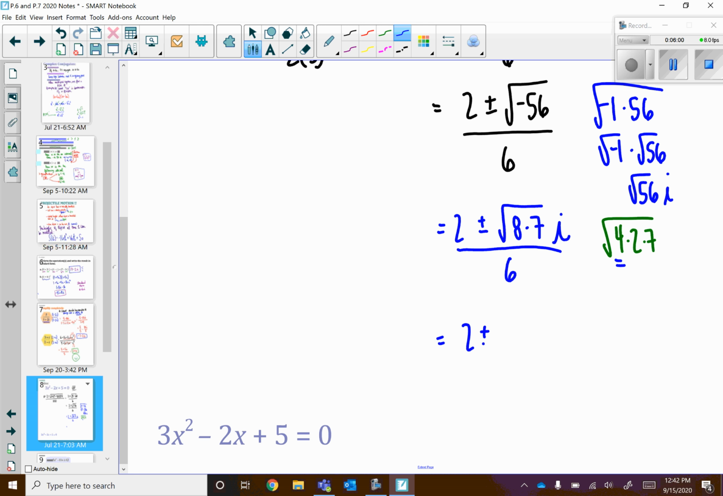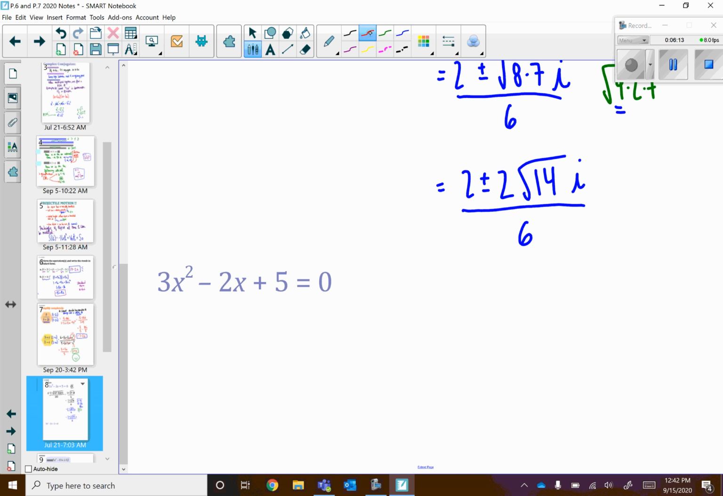So we get 2 plus or minus 2, that's from the 4, times the square root of what's left over. 2 times 7 is 14. Still have that i all over 6. And then my last move is really just to break it up. So I really have 2 over 6 plus or minus 2 square root of 14i over 6. And of course I would make that a lot nicer. 1/3 plus or minus the square root of 14 over 3i.